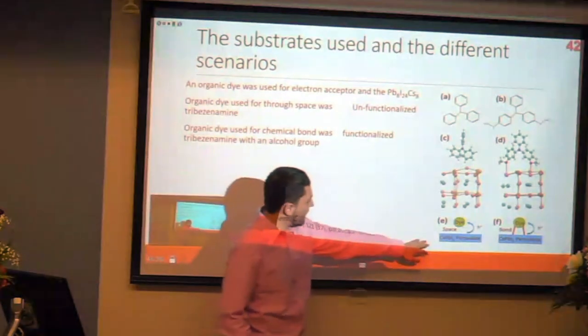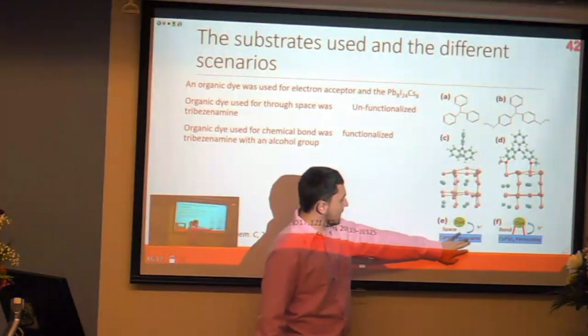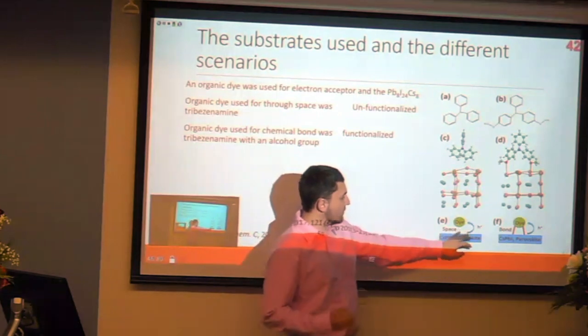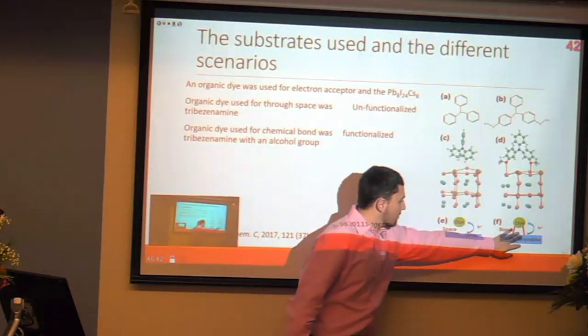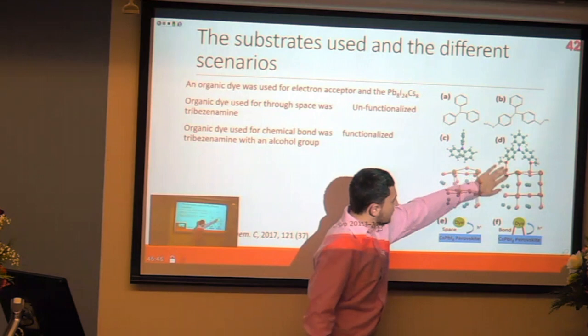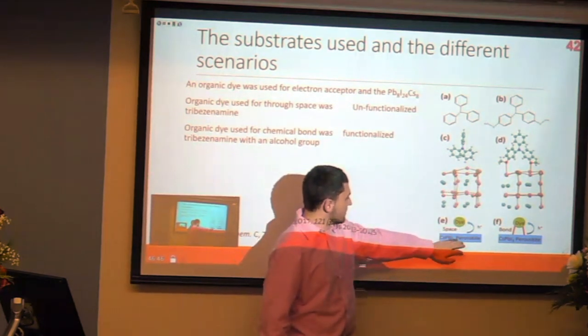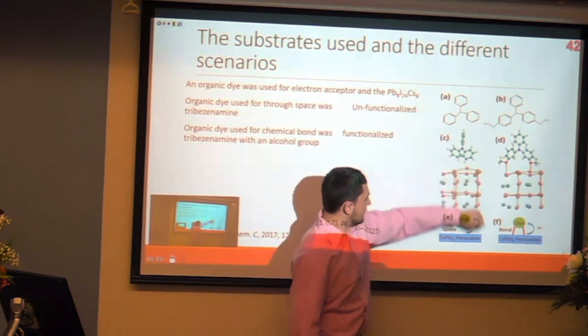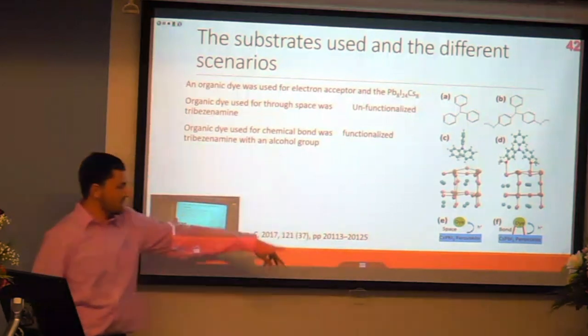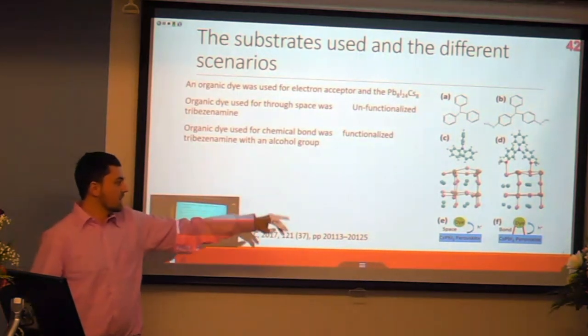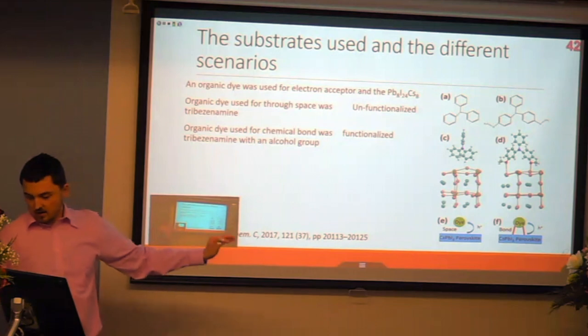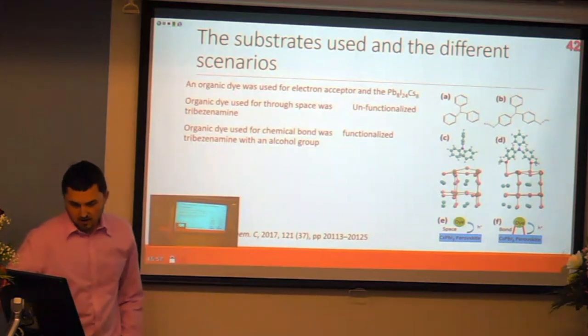And then at the very bottom here, we're showing the type of scenarios we're going through: a through space interaction and a bond interaction between the methanol group and the perovskite. As you see, the perovskite will be donating a proton to the dye while the electrons go into the perovskite. Not proton, hole. Hole. Okay.